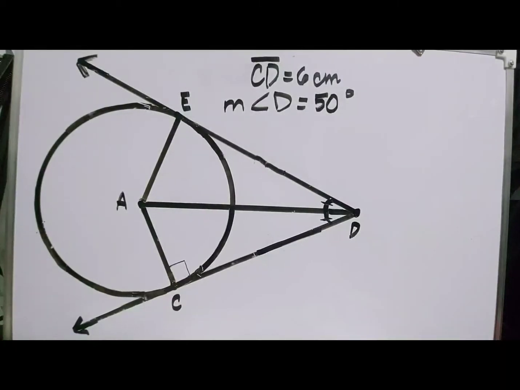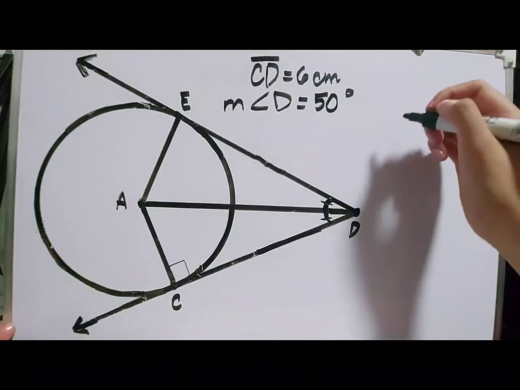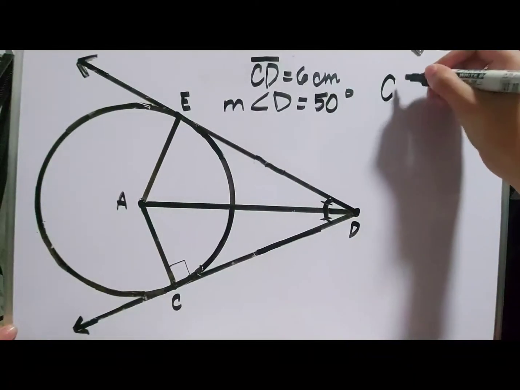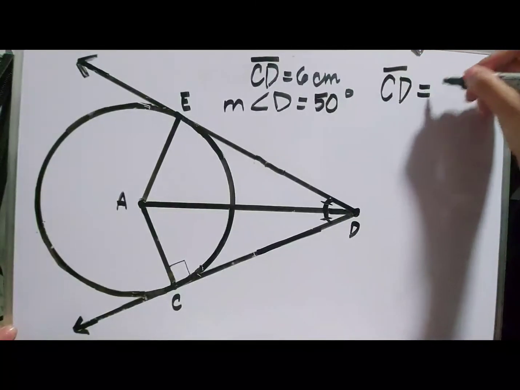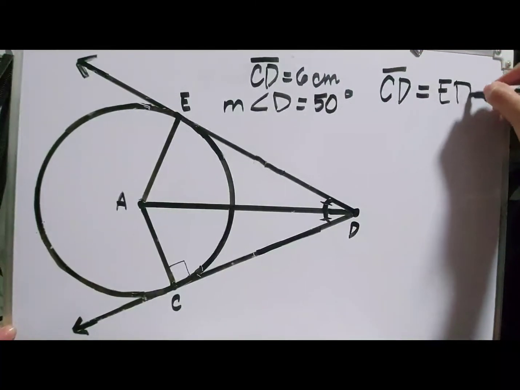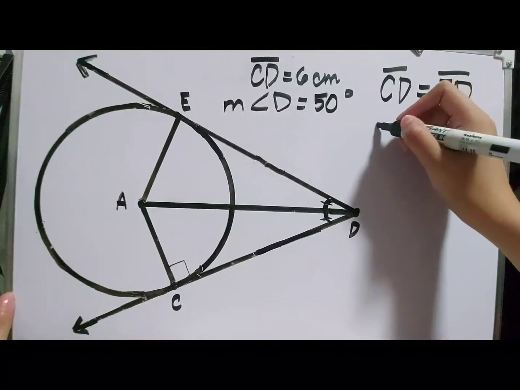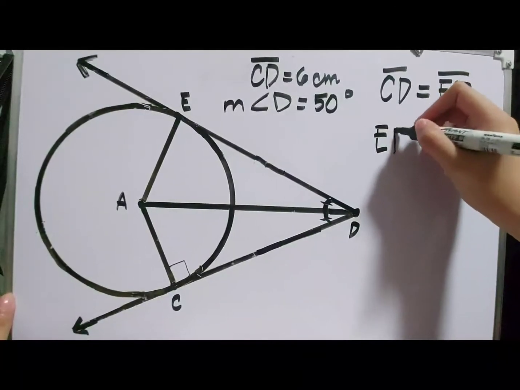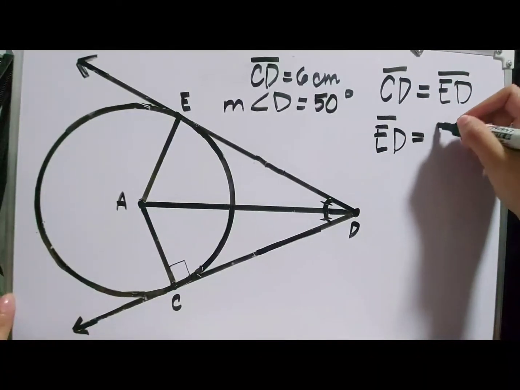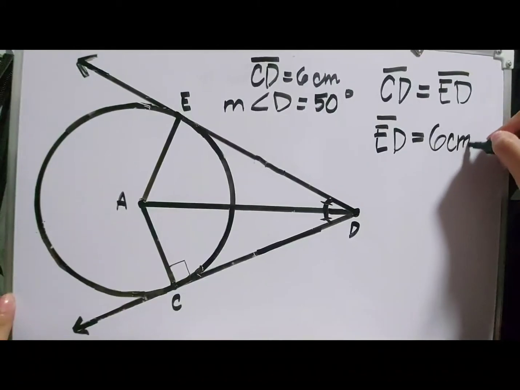Since these line segments are tangents who share a common external point, then they are equal in length. Since line segment CD is 6 cm, that means line segment ED is also 6 cm.